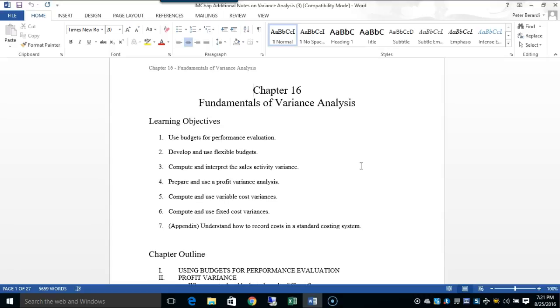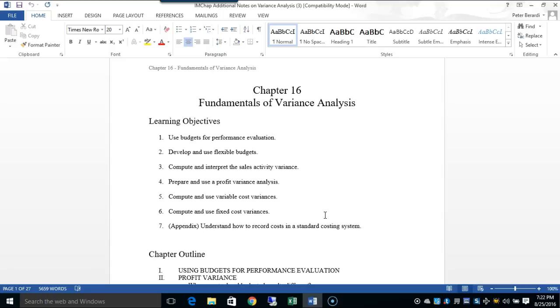So the learning objectives, primarily we're going to focus on developing and using flexible budgets. We're going to compute and use variable cost variances and compute and use fixed cost variances, and understand how a standard costing system works.